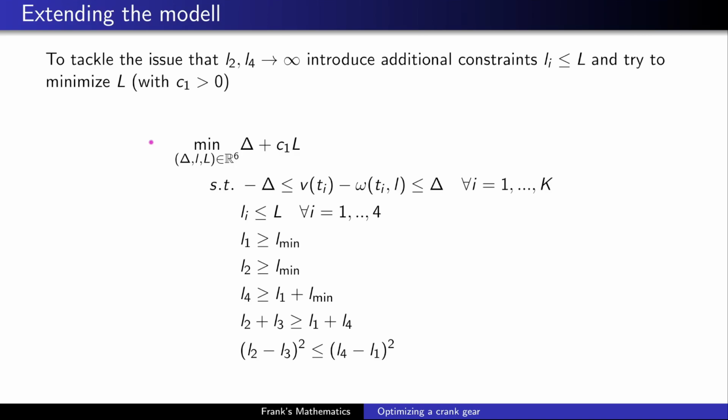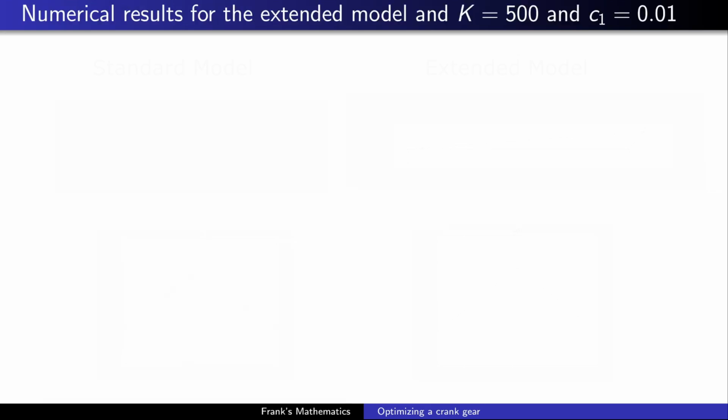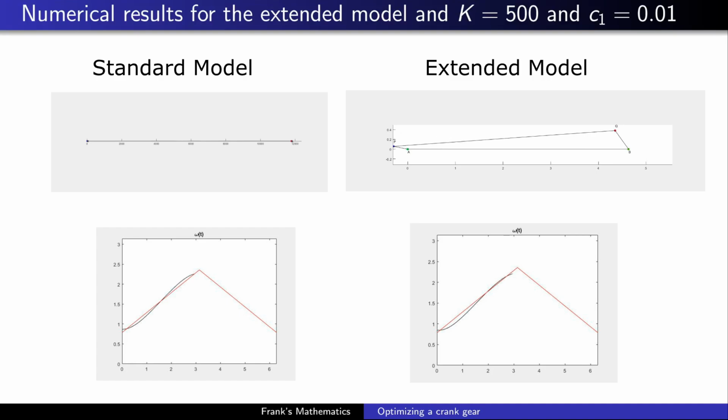Well, feel free. But I want to close this video by showing you the comparison of this extended model with the, let's call it, standard model. On the right hand side you can see the extended model, and on the left hand side you can see the standard model. Both are calculated with 500 sample points, and the factor C1 is set to be 0.01, I already mentioned this. And you can see that the results do not differ that much, except that the physics looks way more reliable in the extended model, right? Because there we are bounding the crank gear and forcing them to be more, well, more realistic in a certain way.